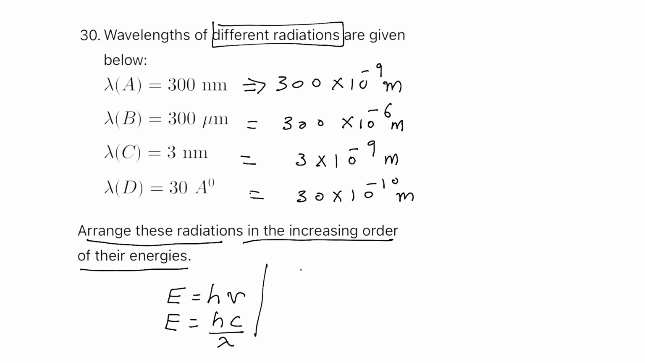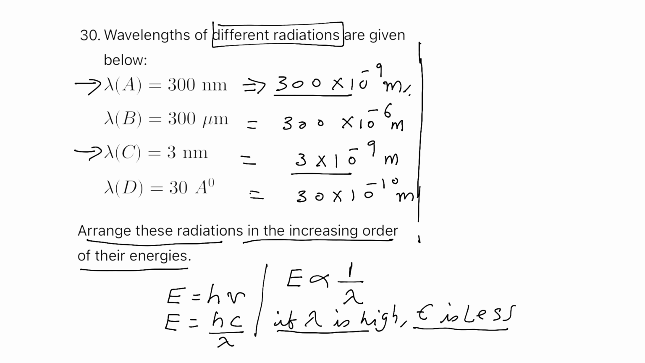Okay. Now, for B, it is 300 into 10 raised to minus 6. So how to make it 10 raised to minus 9? Multiply with 10 raised to minus 3, and divide with 10 raised to minus 3. Correct, right? Now 10 raised to minus 6 into 10 raised to minus 3 is what? 10 raised to minus 9, divided by 10 raised to minus 3.